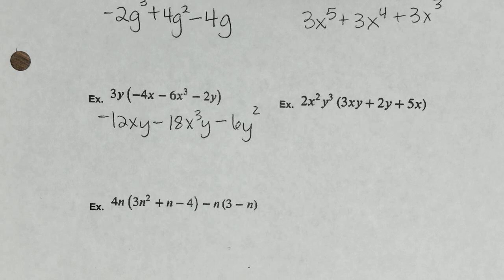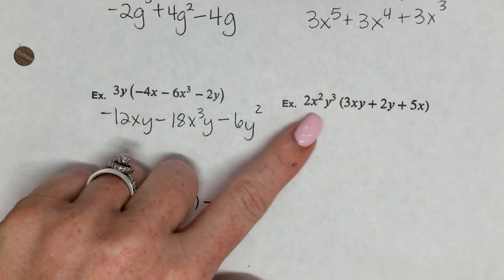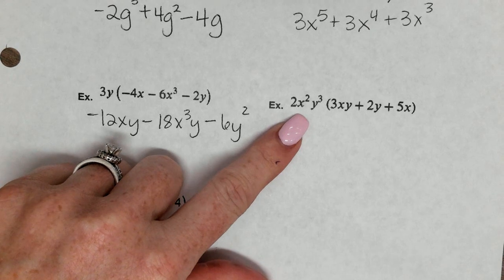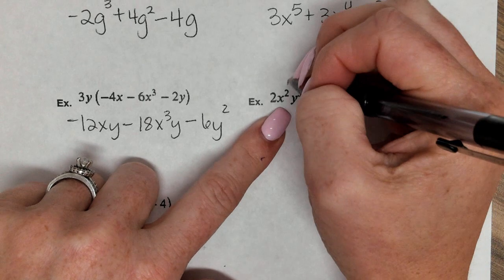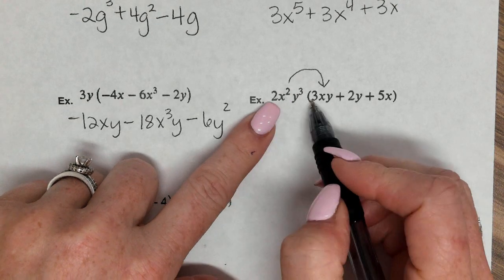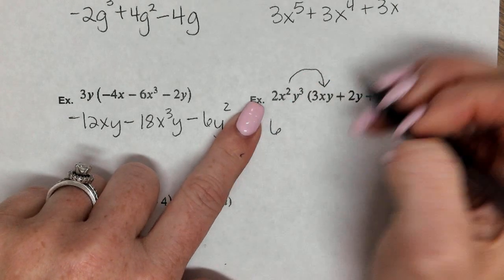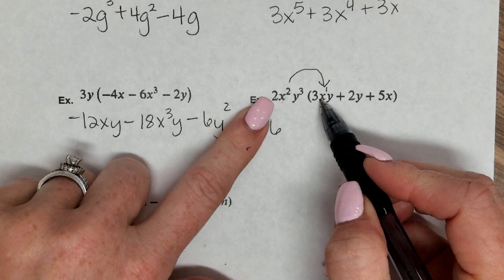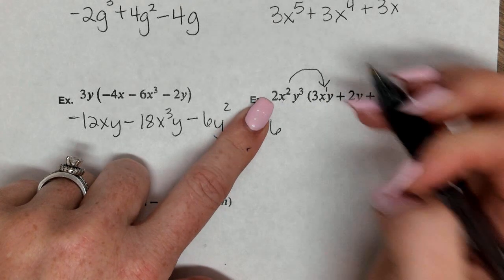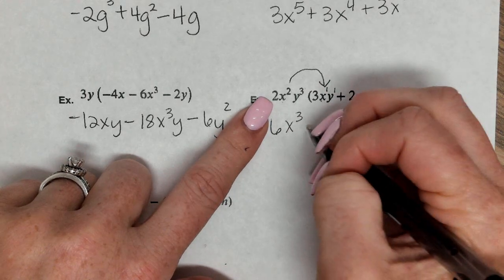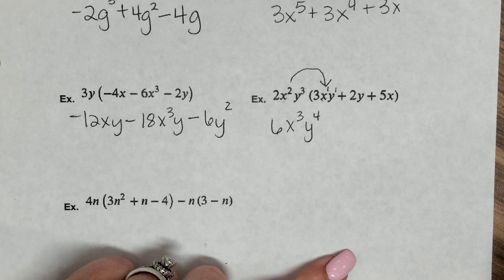Good? All right. This next one's just a little bit more challenging just because there's more variables, but you do it the exact same way. So this monomial times the first term. What is 2 times 3? This has an exponent of 1, so what's x squared times x? X cubed. And what is y cubed times y? Good.